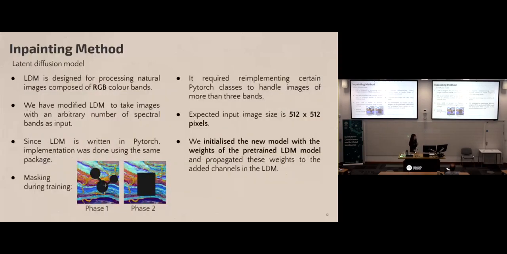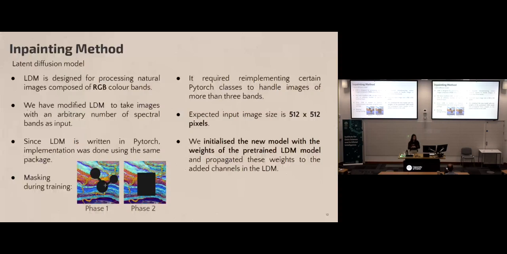So we used this latent diffusion model, but like I said, there were some challenges. The challenges that we faced were that, firstly, this latent diffusion model is designed for RGB images, but our images are of 12 spectral bands. And then secondly, the typical input to a latent diffusion model is an image of size 512 by 512 pixels, but our imagery is substantially larger. It's about 6,500 by 7,500 pixels.